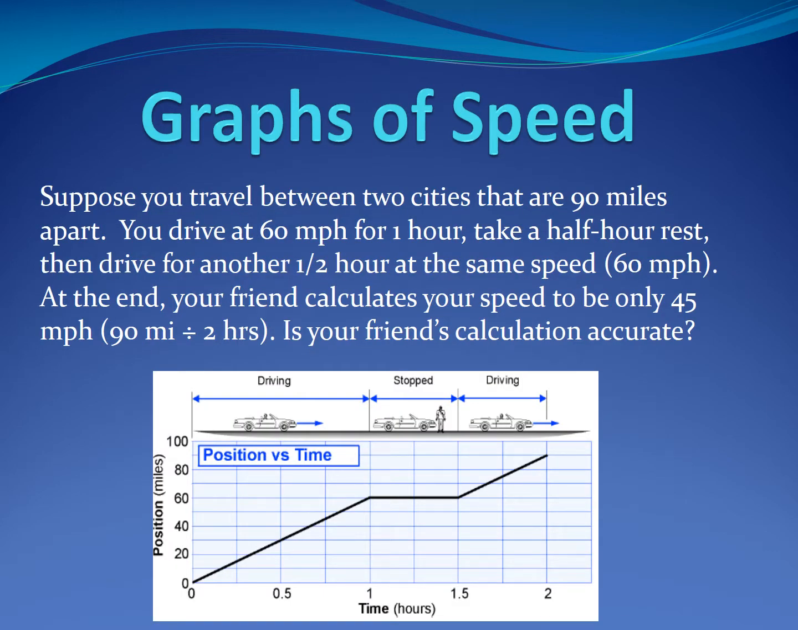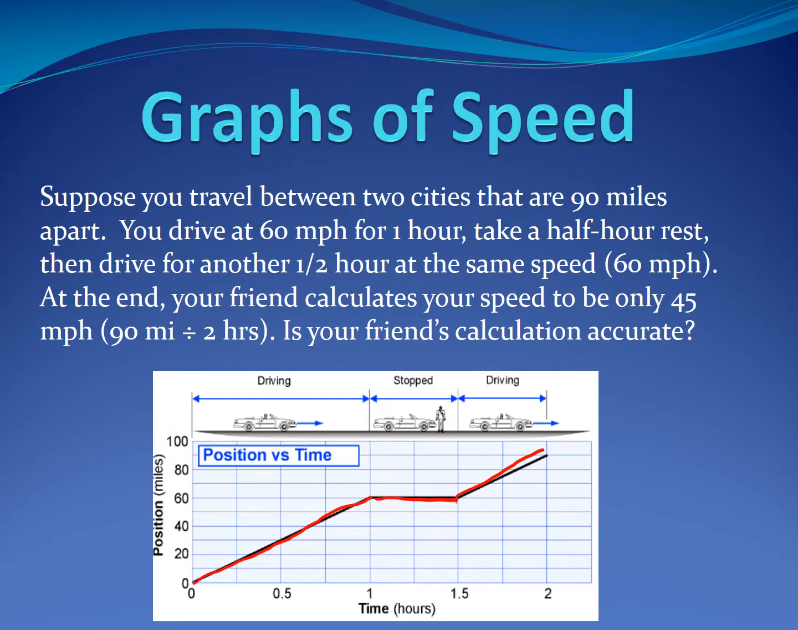Suppose you travel between two cities that are 90 miles apart. You drive at 60 miles per hour for 1 hour, and this is shown in your graph by this line. Then you take a half-hour rest, and then you drive for another half hour at the same speed, 60 miles per hour. At the end, your friend calculates your speed to be only 45 miles per hour, so 90 miles divided by 2. So your total distance divided by your total time.